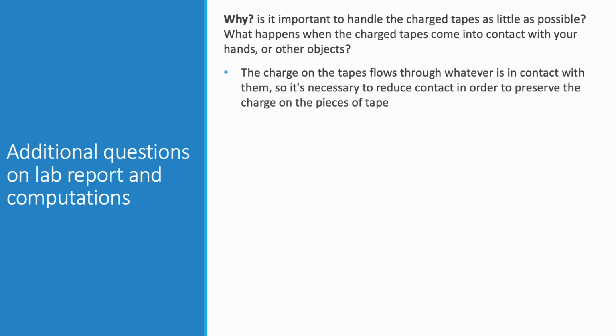And then secondly, why is it important to handle the charged tapes as little as possible? What happens when the charged tapes come into contact with your hands or other objects? So I said that once the charged tapes come into contact with anything else, the charge on the tape flows through whatever is in contact with it because they want to discharge and have a net neutral charge. So it's necessary to reduce the contact in order to preserve the charge on the tapes and do the experiment.